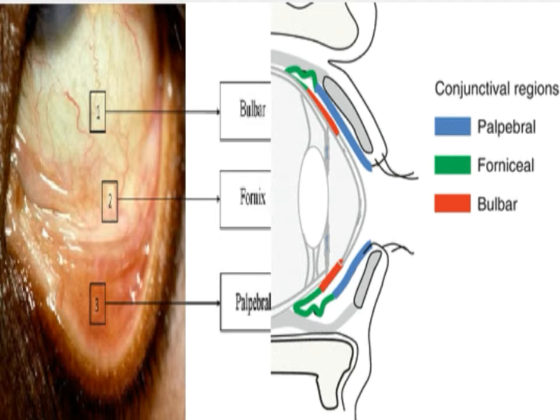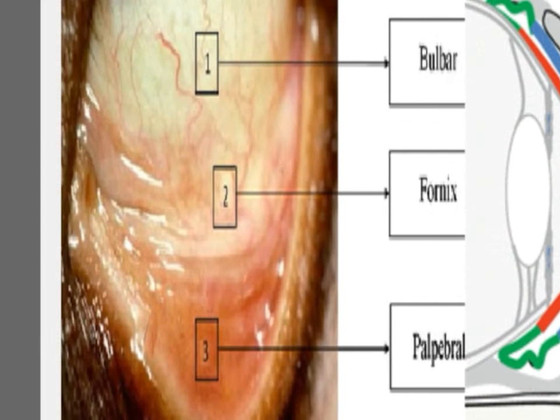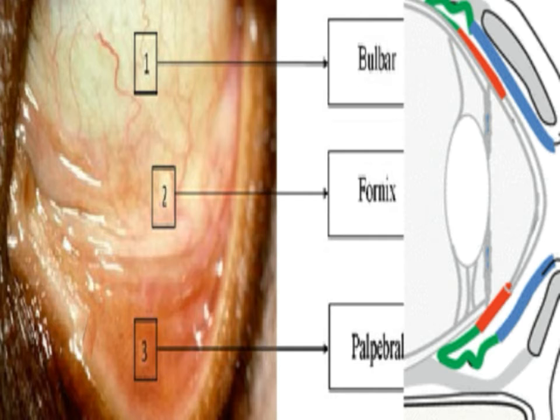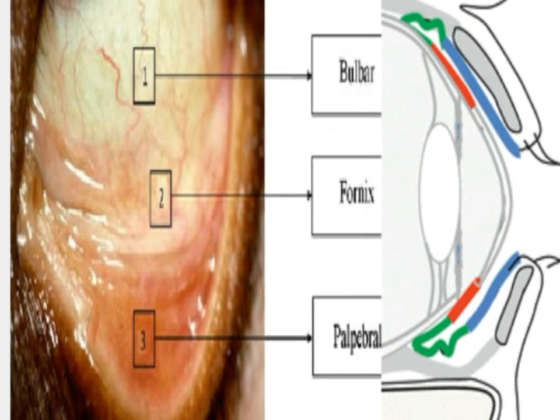In this second figure you can also see the shades of the conjunctiva. Palpebral conjunctiva is represented by blue color, fornix conjunctiva is represented by green, and the bulbar conjunctiva is represented by the red color. From the outer surface, you can identify which conjunctiva is present. Above the sclera is our bulbar. Inside the lid is our palpebral conjunctiva, and between both of them is fornix conjunctiva.